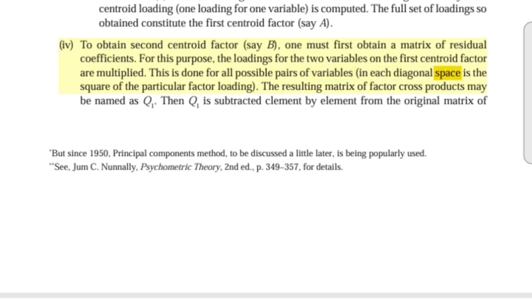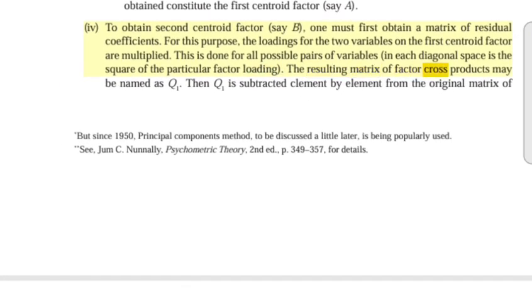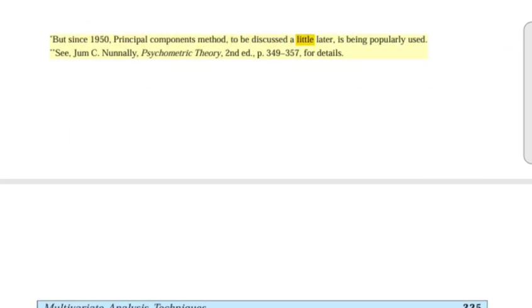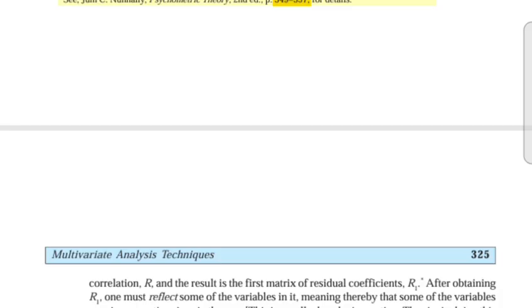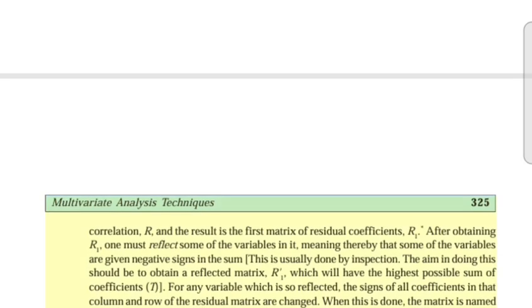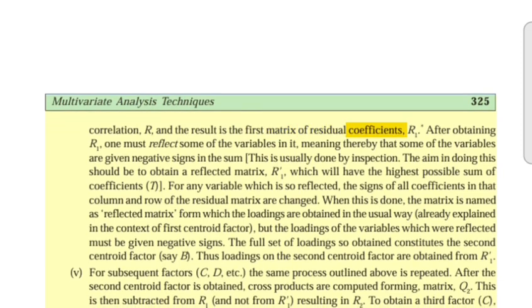In each diagonal space is the square of the particular factor loading. The resulting matrix of factor cross products may be named as Q1. Then Q1 is subtracted element by element from the original matrix of correlation, R, and the result is the first matrix of residual coefficients, R1. Since 1950, the principal components method, to be discussed a little later, is being popularly used. See C. Nunnally, Psychometric Theory, 2nd ed., pages 349 to 357, for details.